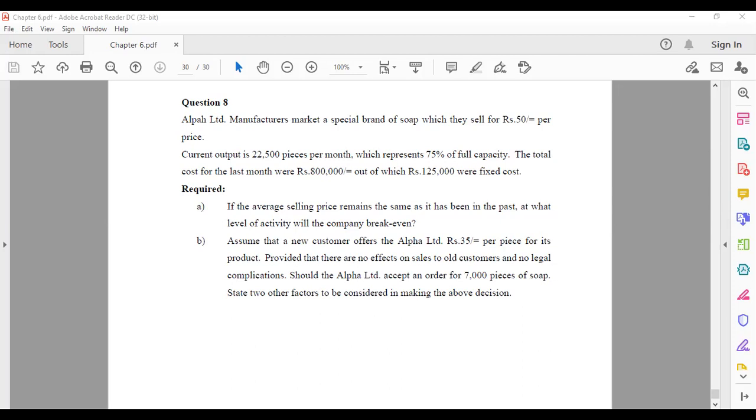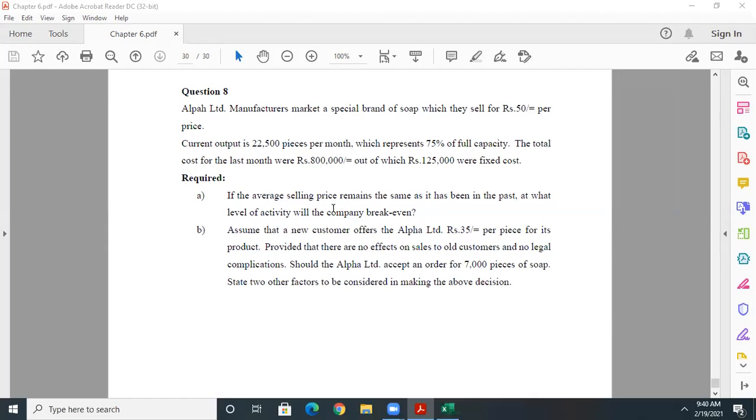Okay, so let's look at, yes, you would have attempted that by now. Good. So the first one asks, if the average selling price remains the same, what level of activity will the company break even? Currently you are producing 22,500.